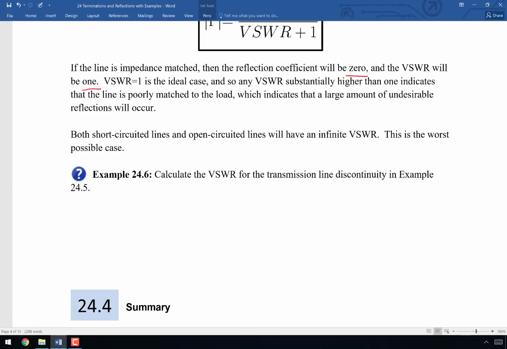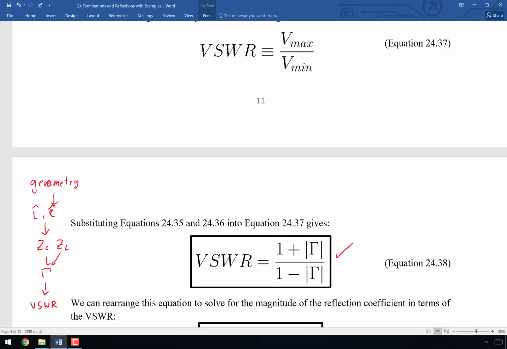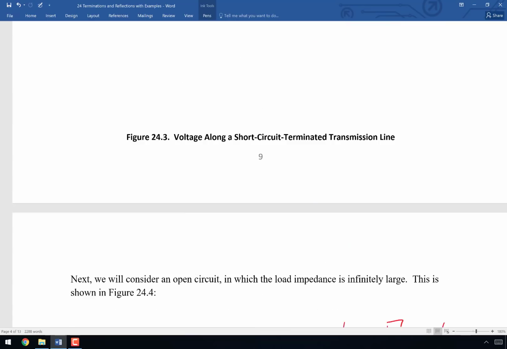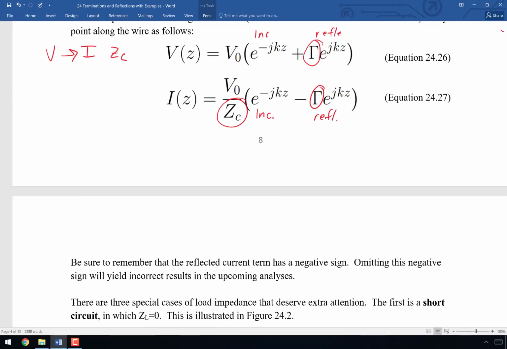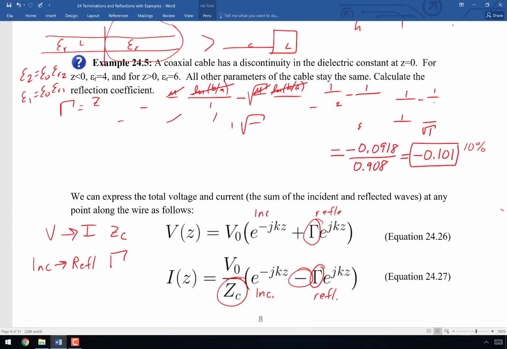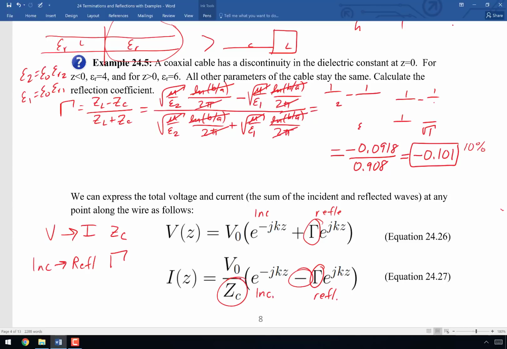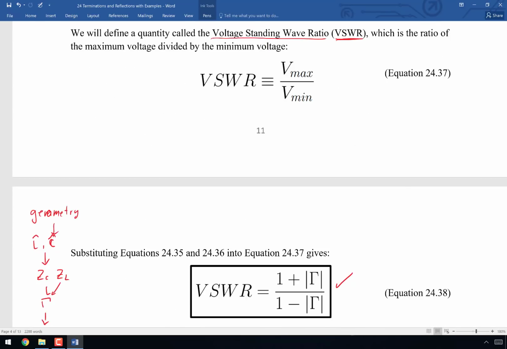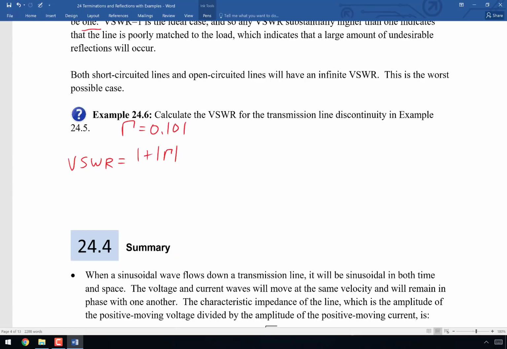So calculate the VSWR for the transmission line discontinuity in example 24.5. Just wanted to remind you that gamma in that case was 0.101, and the VSWR then is going to be equal to 1 plus the absolute value of gamma. Was that gamma positive or negative? I can't remember. Let's see here. It was, oh boy, we went way back there, didn't we? Sorry about that. It was negative. I'm glad that I double checked. So gamma was negative 0.101.